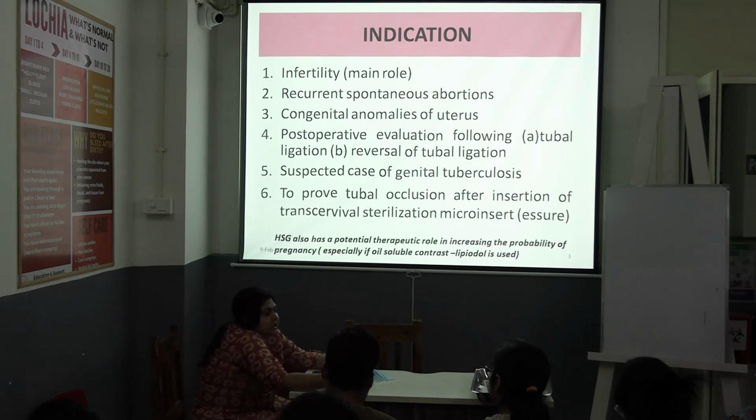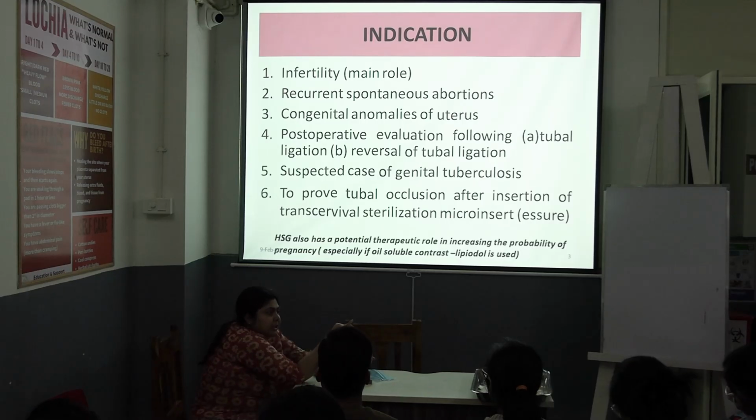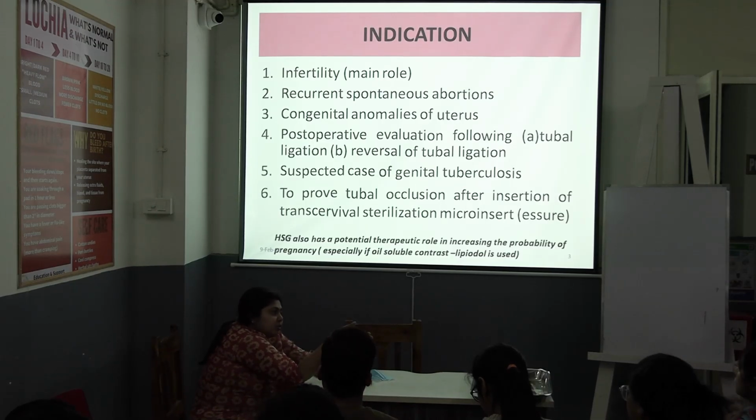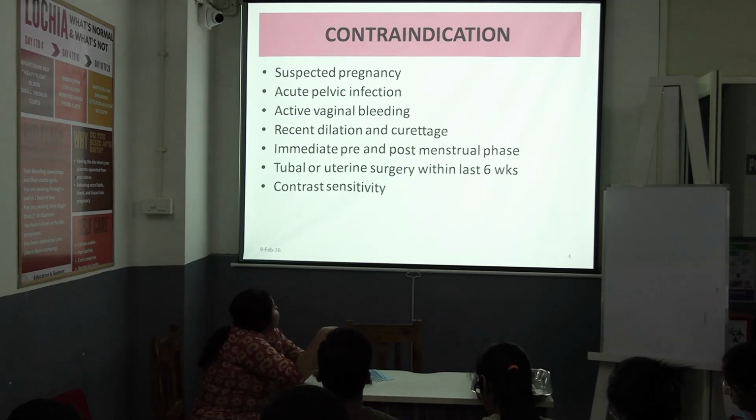So what are the indications of HSG? Someone summarize. One is for primary infertility. Second was for spontaneous abortions. Third was for congenital uterine anomalies. Fourth was for confirmation of the bilateral tubal ligation, most commonly for the Essure procedure, whatever we have done. Now what are the contraindications? Where will you not do HSG?